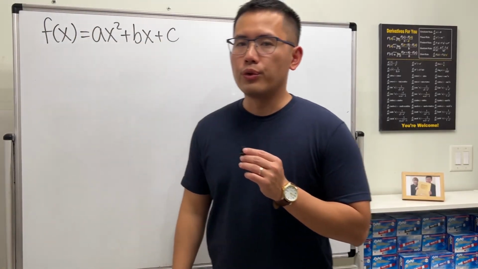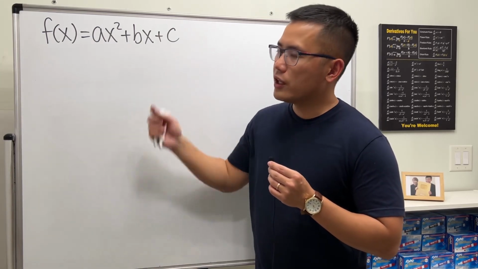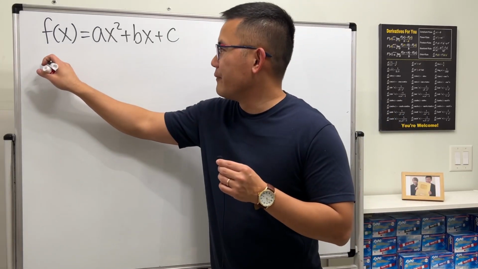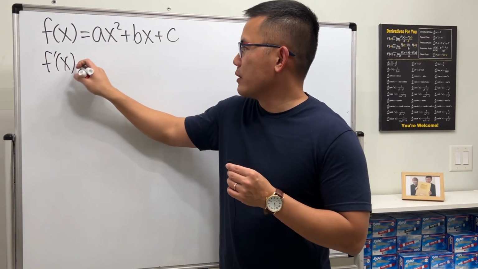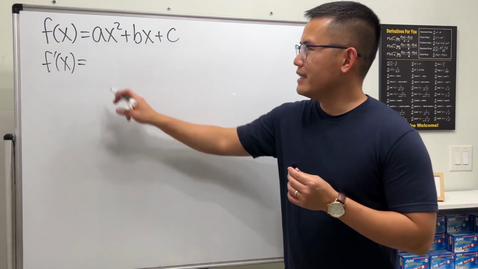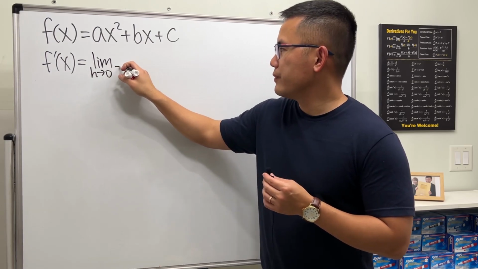In this calculus tutorial, I will show you guys how to find the derivative of a general quadratic function by using the definition of derivative. So let's see what we have. Firstly, we will have f prime of x, and secondly, you have to remember the definition of derivative. That's of course the limit as h approaching 0.